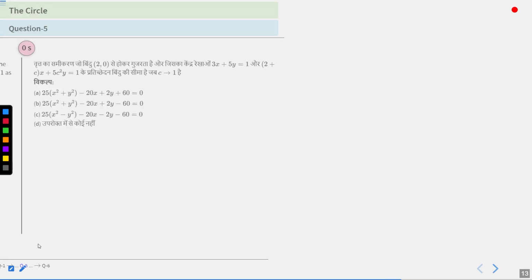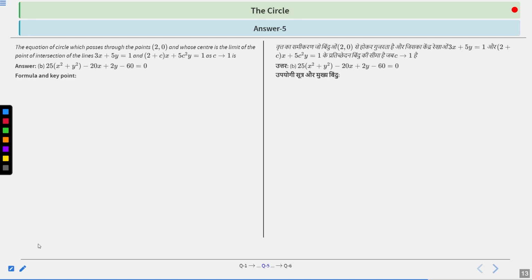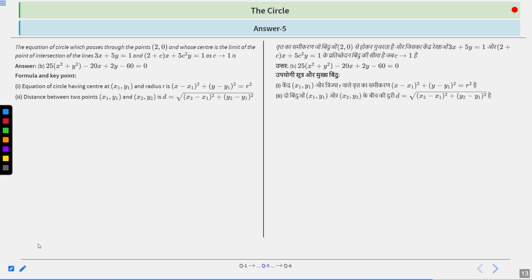Okay, let's move to the solution part. The formulas and key points we will use in this question are: first, the equation of a circle having center (x1, y1) and radius r is (x minus x1) whole square plus (y minus y1) whole square is equal to r square. Second, the distance between two points (x1, y1) and (x2, y2) is d, which is root over (x2 minus x1) whole square plus (y2 minus y1) whole square. Next, let's see the solution.